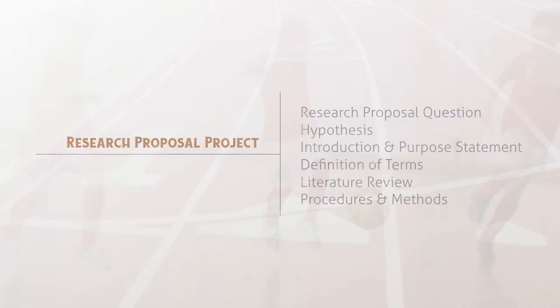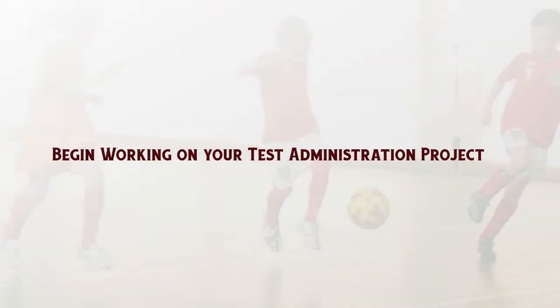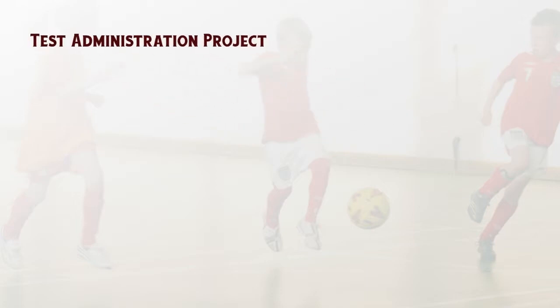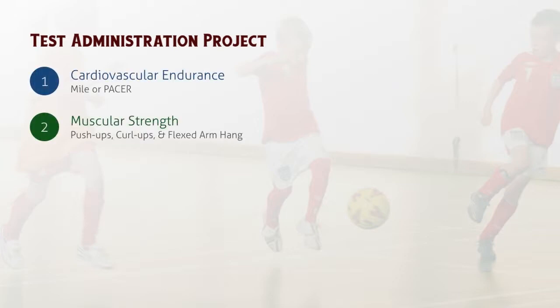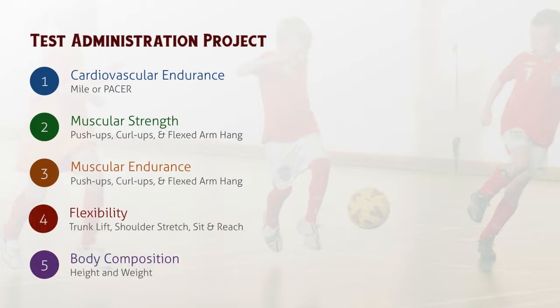Now, for the next couple of weeks, you should be planning for and completing your test administration project. Read the assignment guidelines so you have some general idea as to what you are expected to do. For this assignment, you're going to videotape yourself administering all of the components of the FitnessGram test, as well as one skill or performance related test. So let me explain. There are 5 different areas of fitness testing, and these include cardiovascular endurance, muscle strength, muscular endurance, flexibility, and body composition.